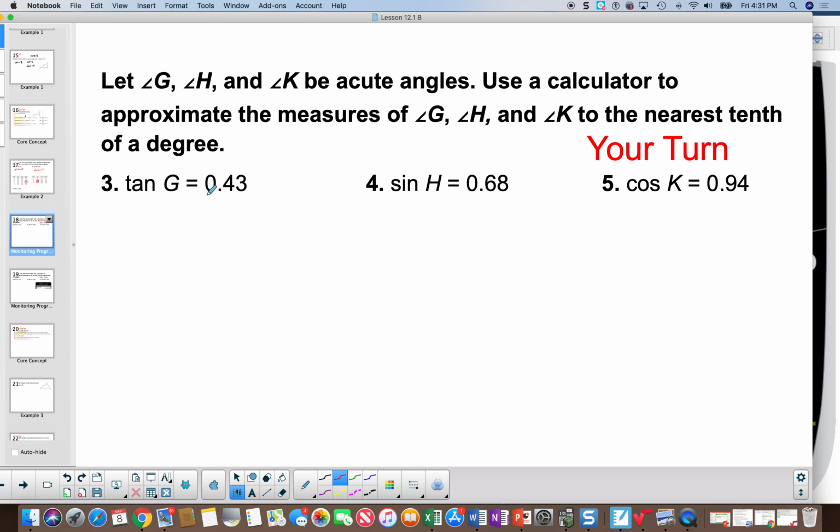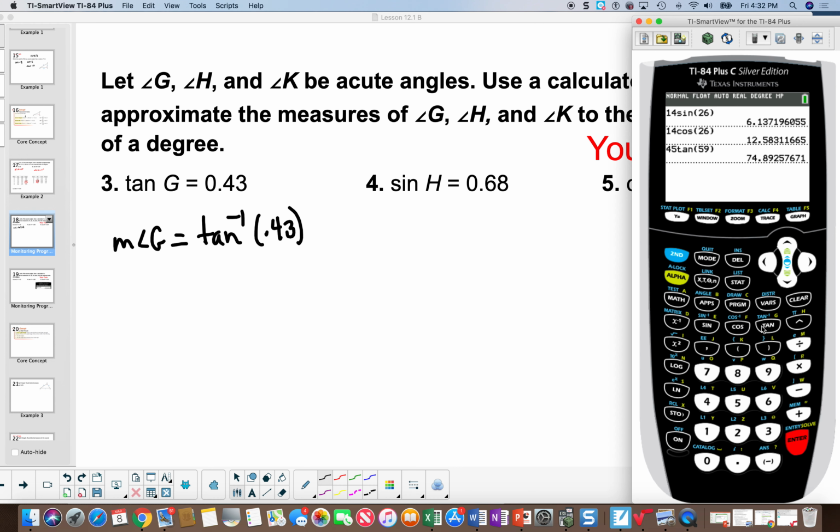So to figure out angle G, what we want to do is take the inverse. So we're going to write measure of angle G is equal to, and then we're going to write tan inverse. That means we want to find an angle. We don't want to find a ratio. All right, now we're going to go over to the calculator.